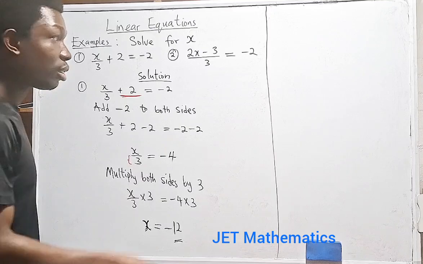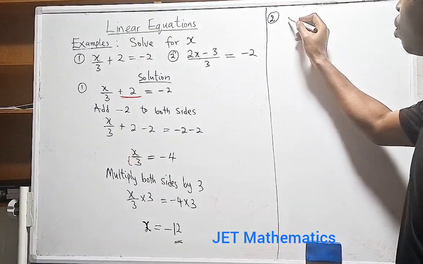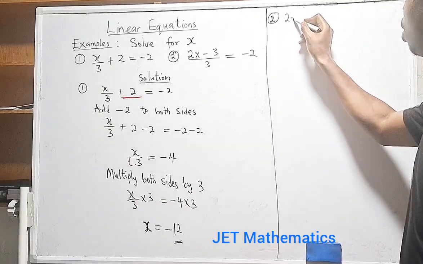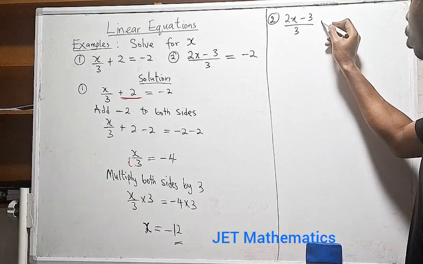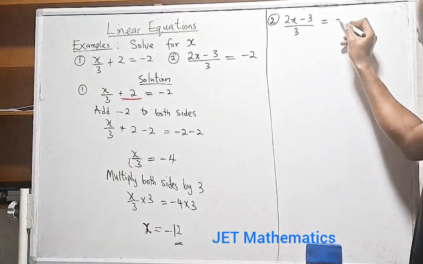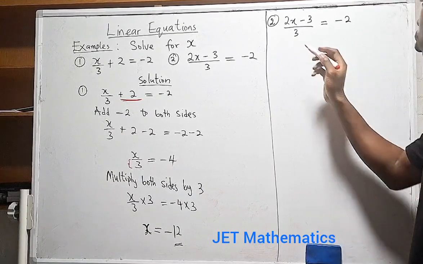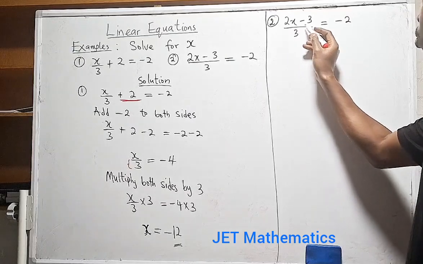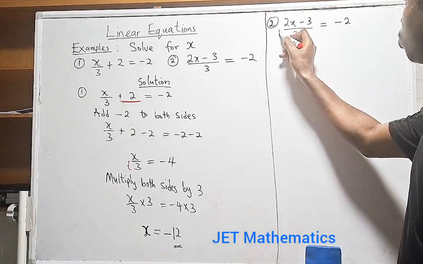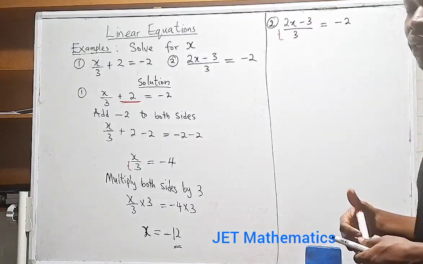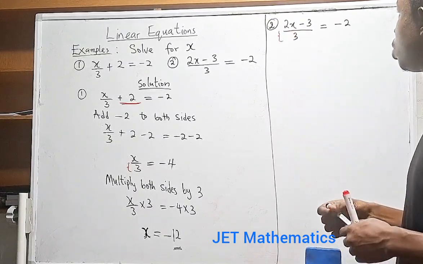Okay? So the next we'll solve for number 2. We have 2x minus 3 divided by 3 is equal to minus 2. So in this equation, the divide is taking over all the terms at the numerator. So what we'll do first, we'll see how we can remove this divided by 3 here. Okay, so to do that, this is divided by 3, so we use the inverse, which is multiplied by 3.